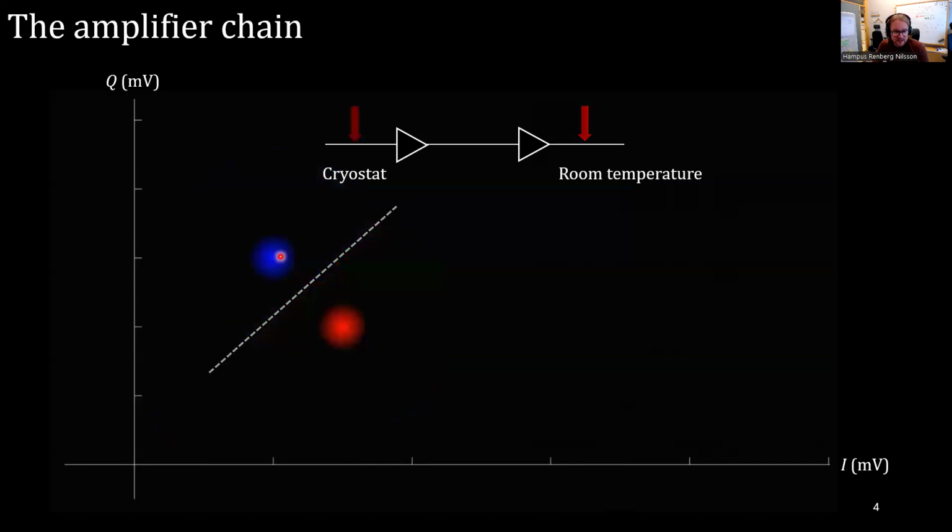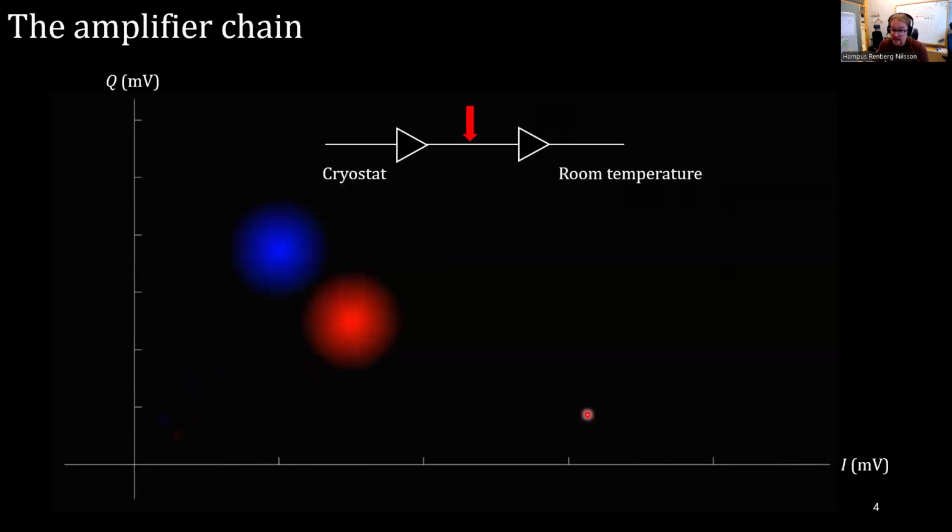So let's go back inside the cryostat. But now imagine that the first amplifier doesn't necessarily amplify as much, but it adds less noise. So then after the first amplifier stage, we would still have quite a clear separation of the two states. And then when the last amplifier amplifies, even though it still adds the same amount of noise as before, the states are now well separated.